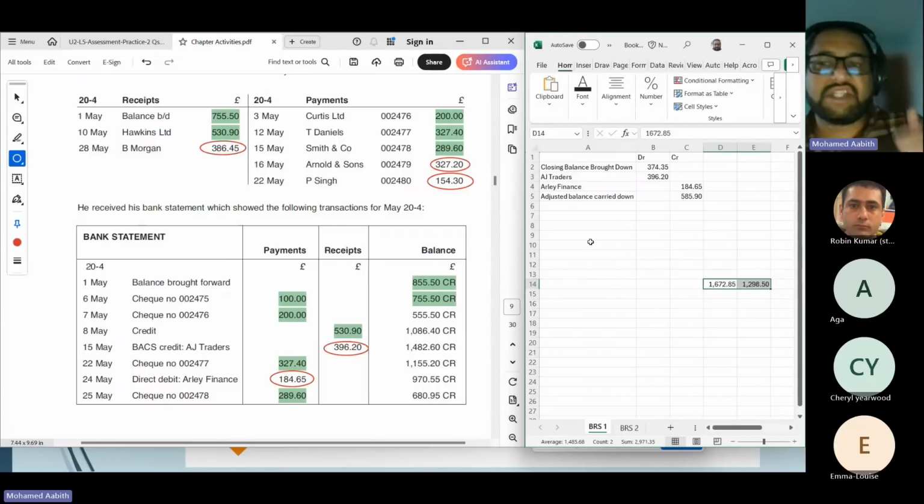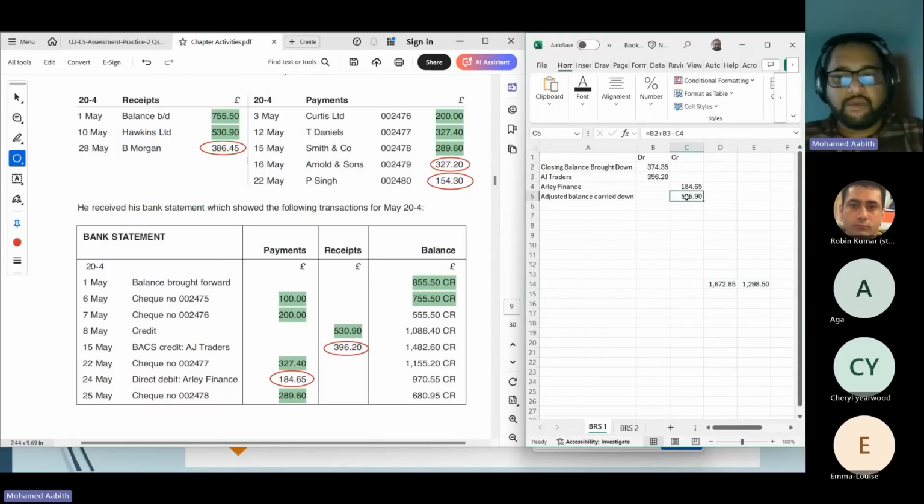Okay, so this is now my target. I need to make sure I get this number when it comes to the bank reconciliation statement. The bank reconciliation statement should return me this one.